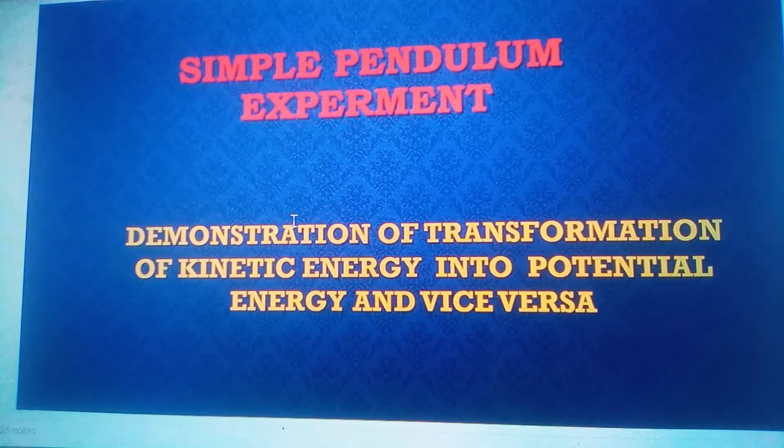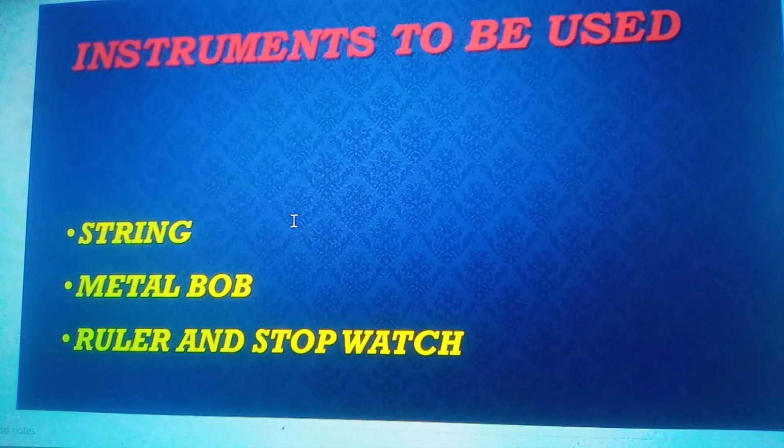Let us see different instruments which are going to be used in this experiment. First of all, we need a string or a thread. Number 2, a metal bulb. Then we shall need a ruler and a stopwatch. Let us follow the experiment.